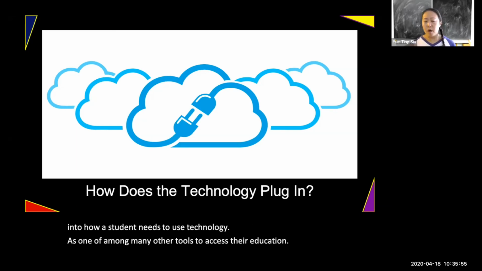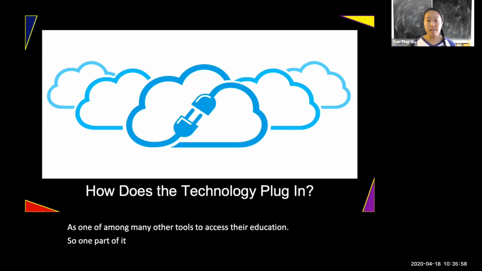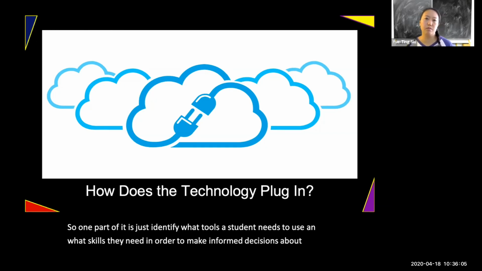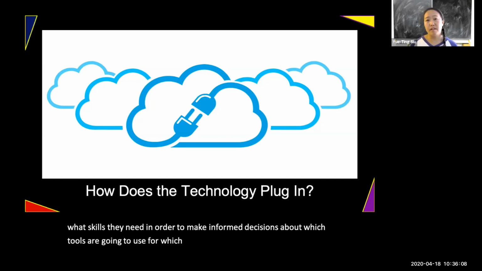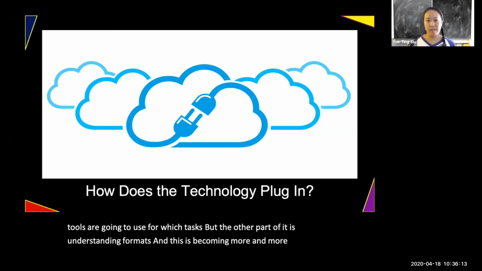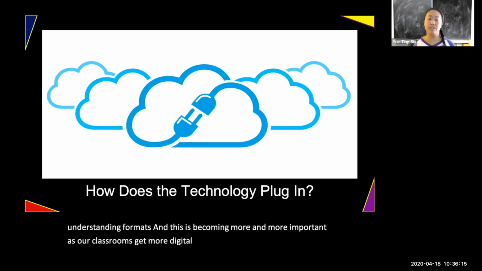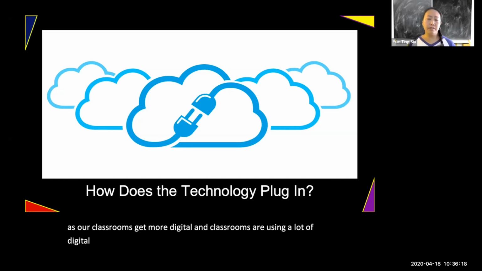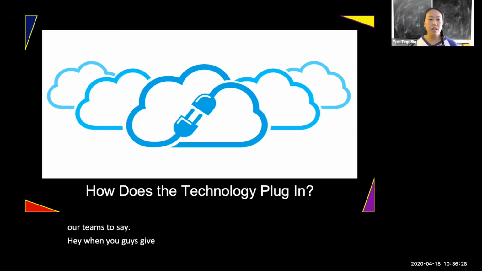So one part of it is just identifying what tools a student needs to use and what skills they need in order to make informed decisions about which tools they're going to use for which tasks. But the other part of it is understanding formats. And this is becoming more and more important as our classrooms get more digital and are using a lot of digital multimedia. So now we're also really needing to take on the role of being an accessibility facilitator so that we can train our teams to say, hey, when you give out a document, it's important that it's in this certain format.